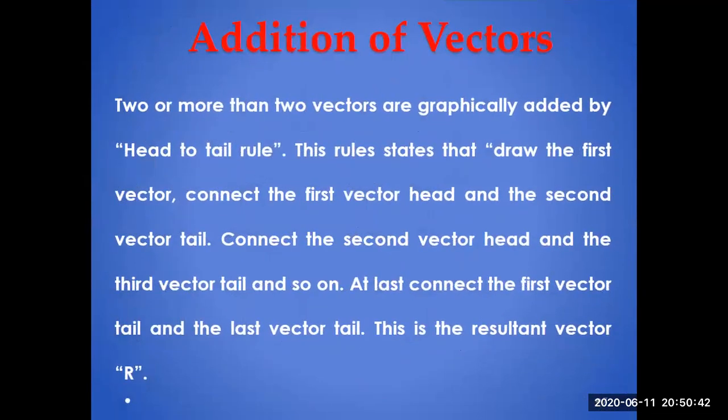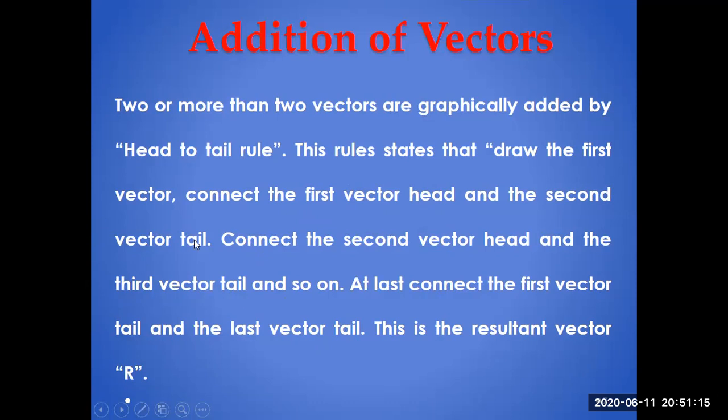So let's see addition of vectors, how the vector quantities are added. Two or more than two vectors are graphically added by the head-to-tail rule. This rule states that draw the first vector, connect the first vector head and the second vector tail, connect the second vector head and the third vector tail, and so on. At last, connect the first vector tail and the last vector head. This is the resultant vector.